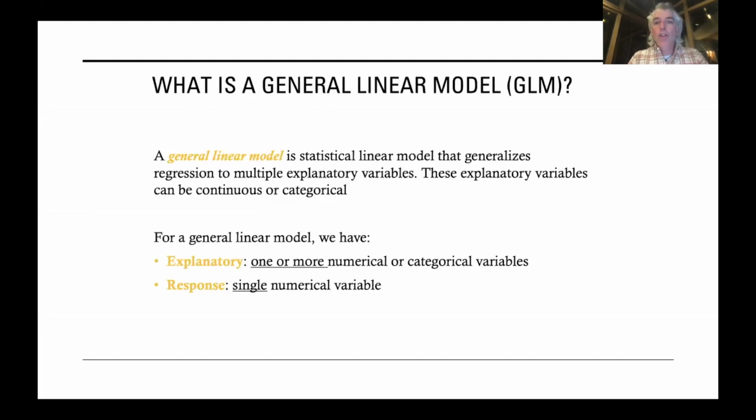Now, when we're talking about general linear models, what we're talking about are statistical models that generalize our basic linear regression approach to consider multiple explanatory variables. And these explanatory variables could be either continuous, as in the case of regression, or categorical, as in the case of ANOVA. So for a general linear model, then, we have a single numerical response variable and one or more explanatory variables that can either be numerical or categorical.